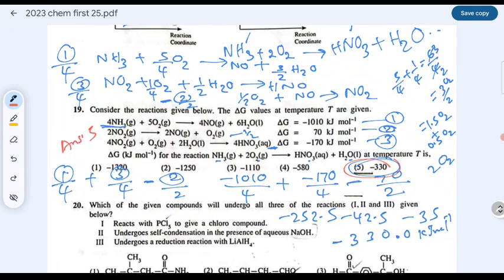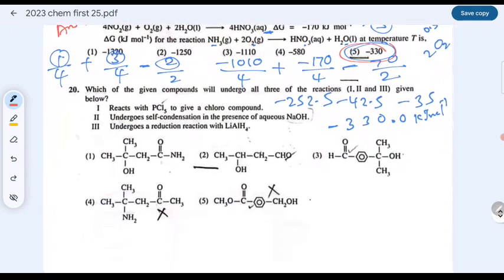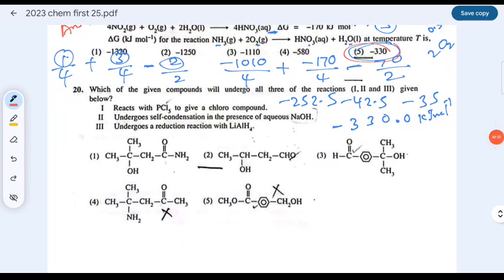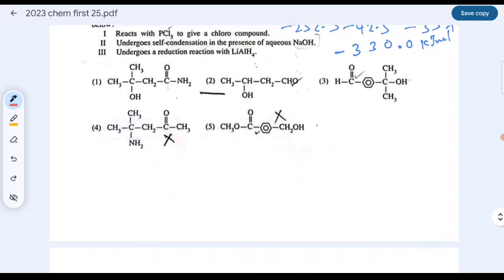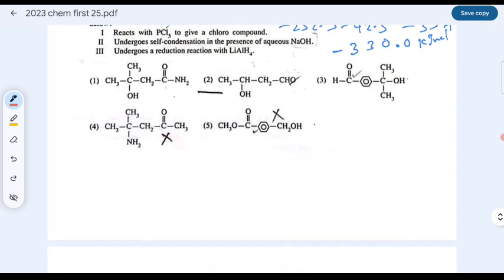Right, now we will move on to the 20th question. Which of the given compounds will undergo all the 3 of these reactions 1, 2 and 3 given below? Reacts with PCl5 to give a chloro compound, undergoes a self-condensation in the presence of aqueous sodium hydroxide, undergoes a reduction reaction with lithium aluminium hydride. So you have to go one by one again.